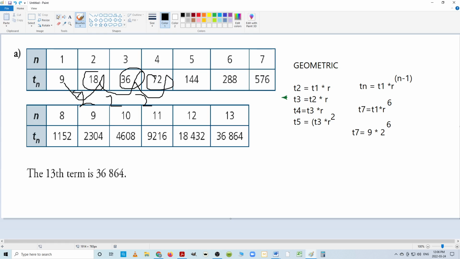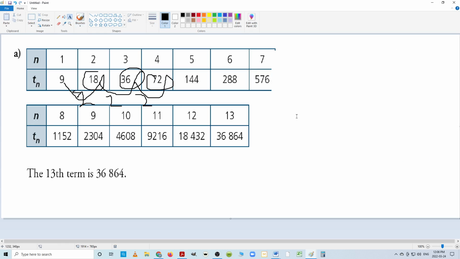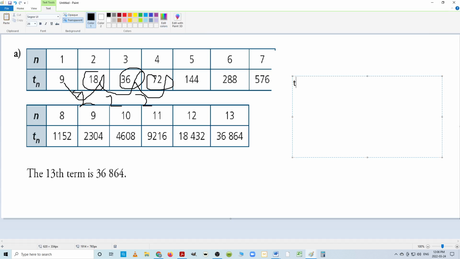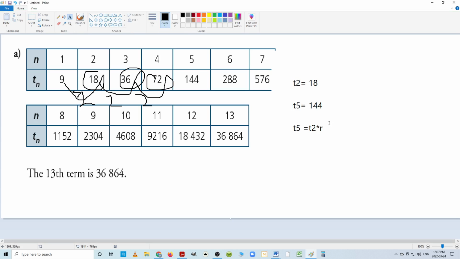And sometimes they're going to do this. They're going to tell you this is a geometric sequence so that you know it has r. They're going to tell you term 2 is equal to 18, like it is. Term 5 is equal to 144. Well, you know that term 5 is equal to term 4 times the ratio. But you know that term 4 is equal to term 3 times the ratio. And term 3 is equal to term 2 times the ratio. In other words, you know that term 5 is equal to term 2 times the ratio cubed.